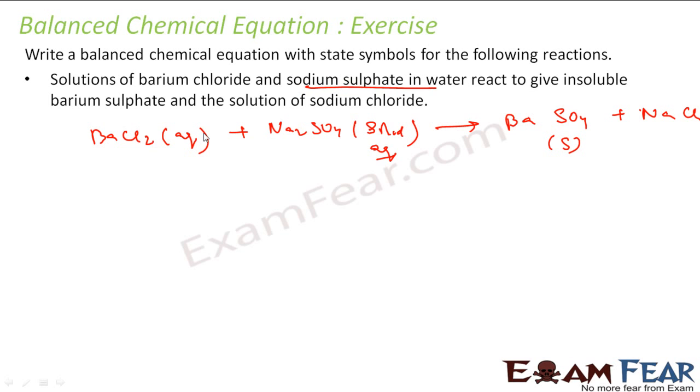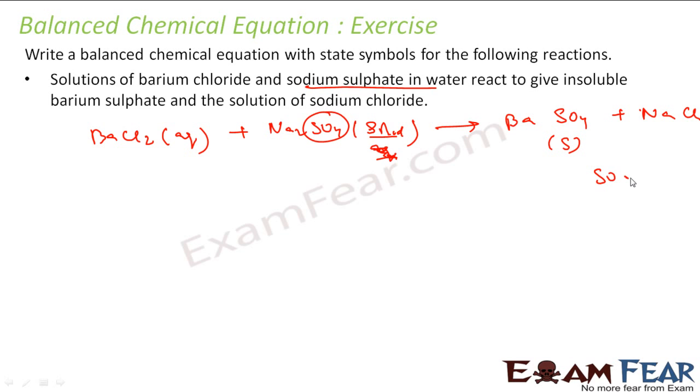Correct? So we have this barium chloride aqueous solution. Then we have sodium sulfate, is solid actually, and that is put in water, but it's solid, so you can make it solid only. Gives barium sulfate, that is again solid, insoluble in water, and solution of sodium chloride. So that's what we get. So if you see, that is the unbalanced equation, we can just balance it.